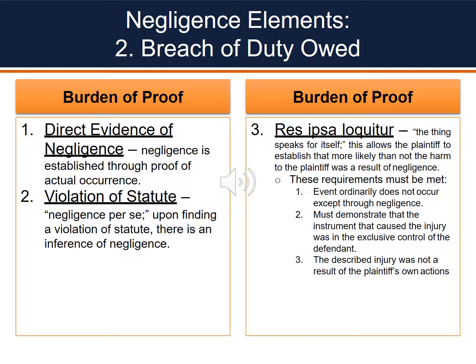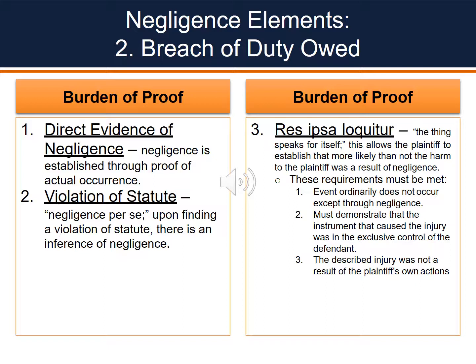Last, and the third burden of proof is this notion of the thing speaks for itself. This allows the plaintiff to establish that more likely than not the harm to the plaintiff was a result of negligence. These requirements must be met. There's three of them. One, the event ordinarily does not occur except through negligence. 2, also must demonstrate that the instrument that caused the injury was in the exclusive control of the defendant. And 3, the described injury was not a result of the plaintiff's own actions. The thing speaks for itself.